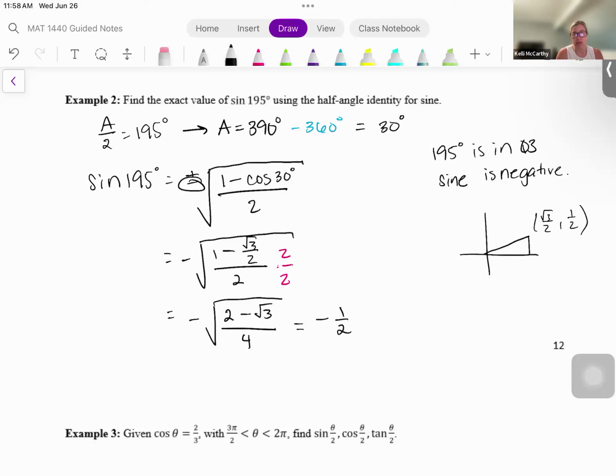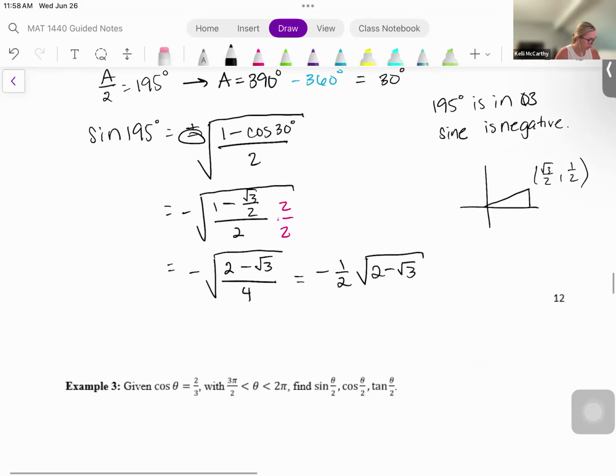Factoring out the 2 from the square root of 4. So square root of 4 becomes that 2. And just making it a fraction of 1/2 times the square root of 2 minus the square root of 3. You could also write this as that negative square root of 2 minus the square root of 3, over 2, without making that a coefficient out front. Both forms are the same.